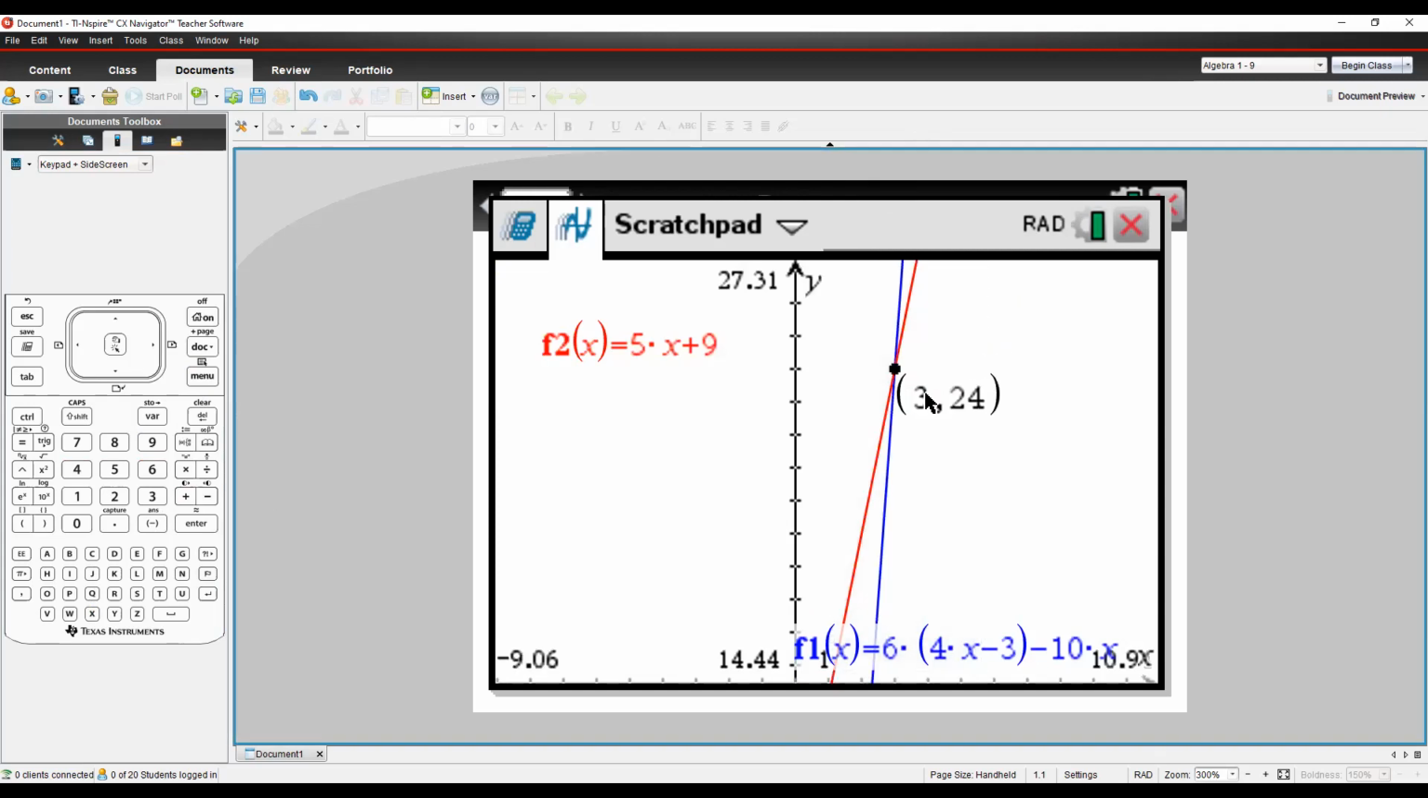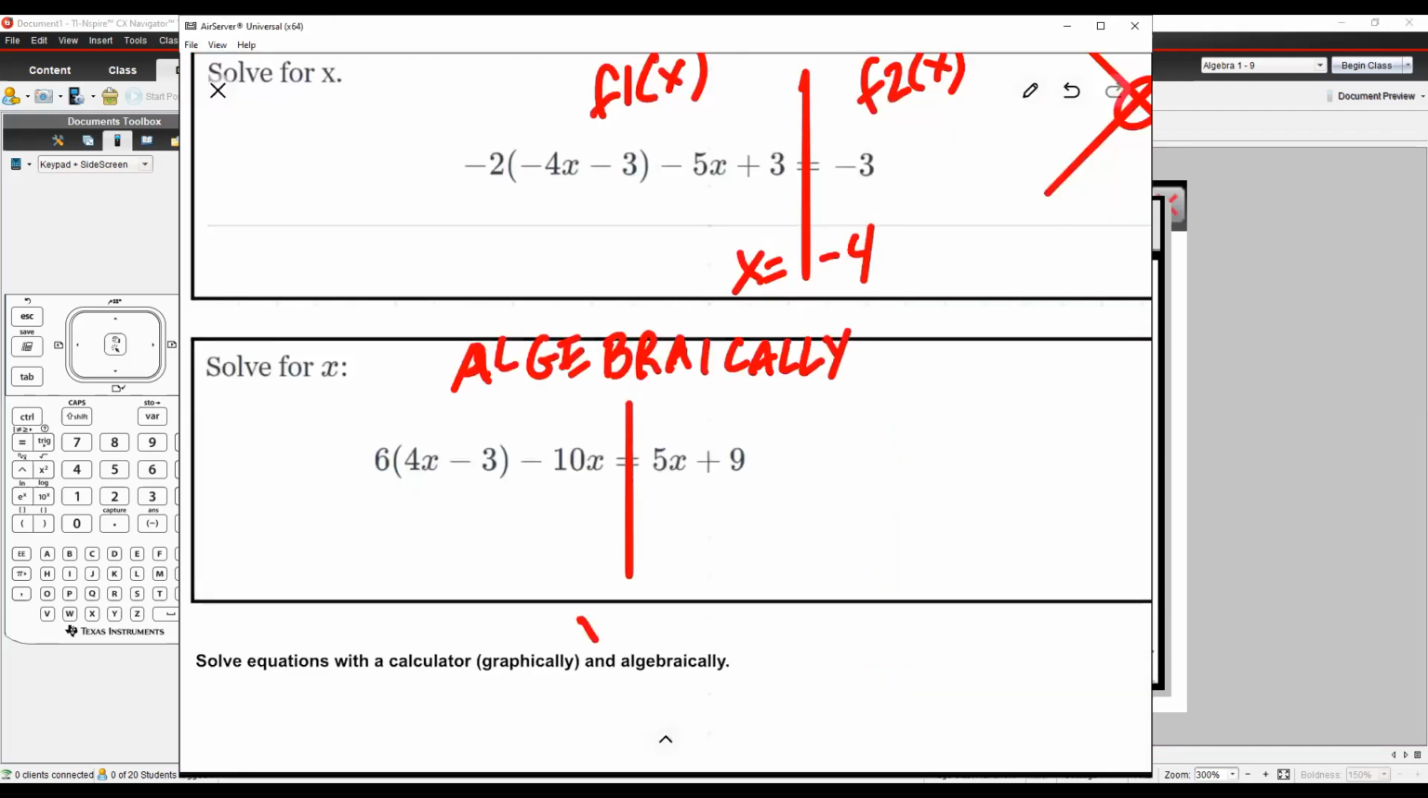So the answer is, the x coordinate is 3. So that's my answer. So I'm going to go to my iPad and I'm going to write that down here. I'm going to say x equals 3. Now I'm going to do the algebra.